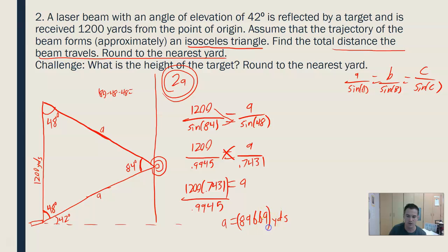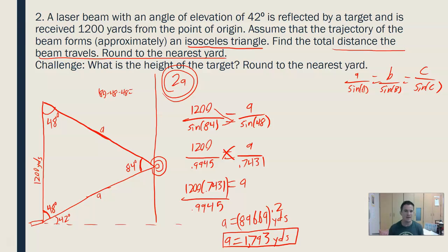So 2 multiplied by 896.69, or 896.65, I think that was actually 896.65. I apologize about that. But close enough. I end up getting 1,793.3. It says round to the nearest yard, so approximately 1,793 yards. 1,793 yards is how far that laser beam travels. And I found that using the law of sines.